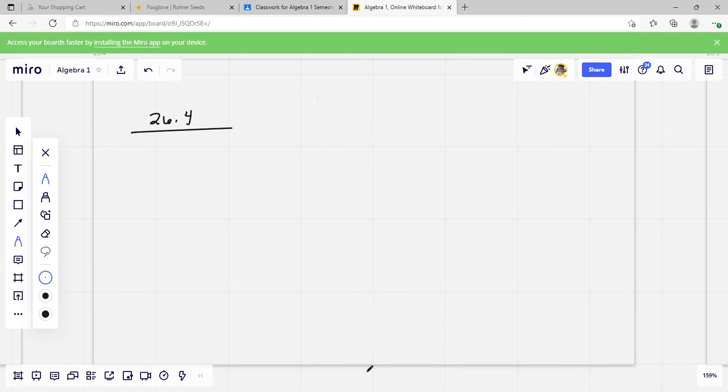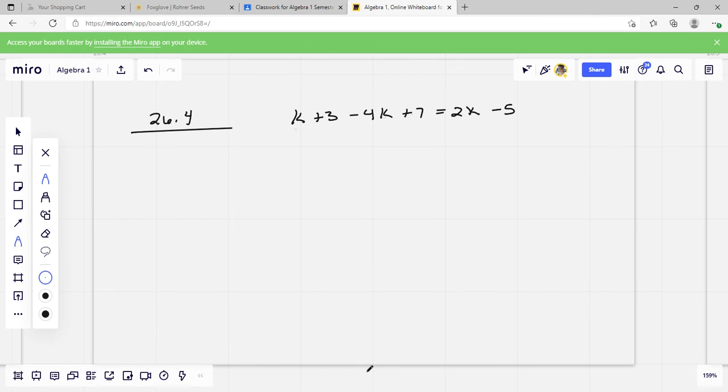Okay, this one's got k plus 3 minus 4k plus 7 equals 2k minus 5. Okay, step 1, combine like terms on either side.